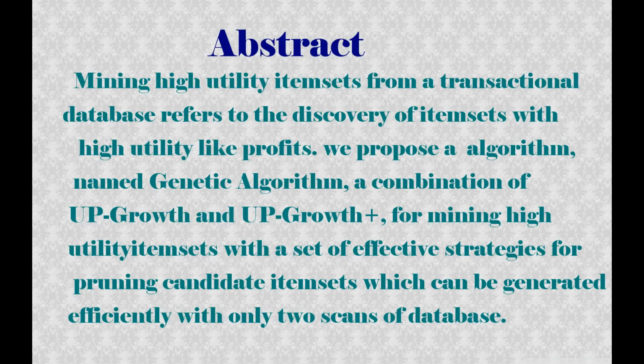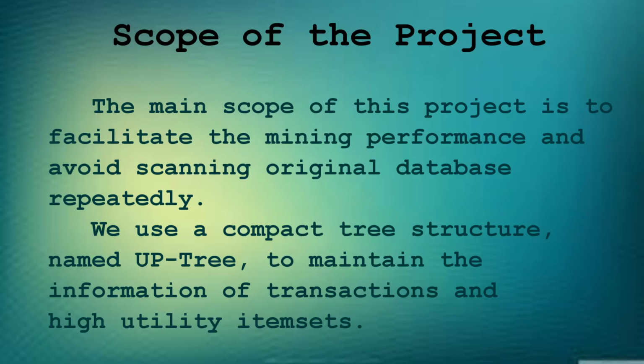We use a genetic algorithm, a combination of UP growth and UP growth plus, for mining high utility item sets from transactional database. Next, the scope of the project. The main scope of this project is that it avoids scanning the original database repeatedly, as it saves our time.